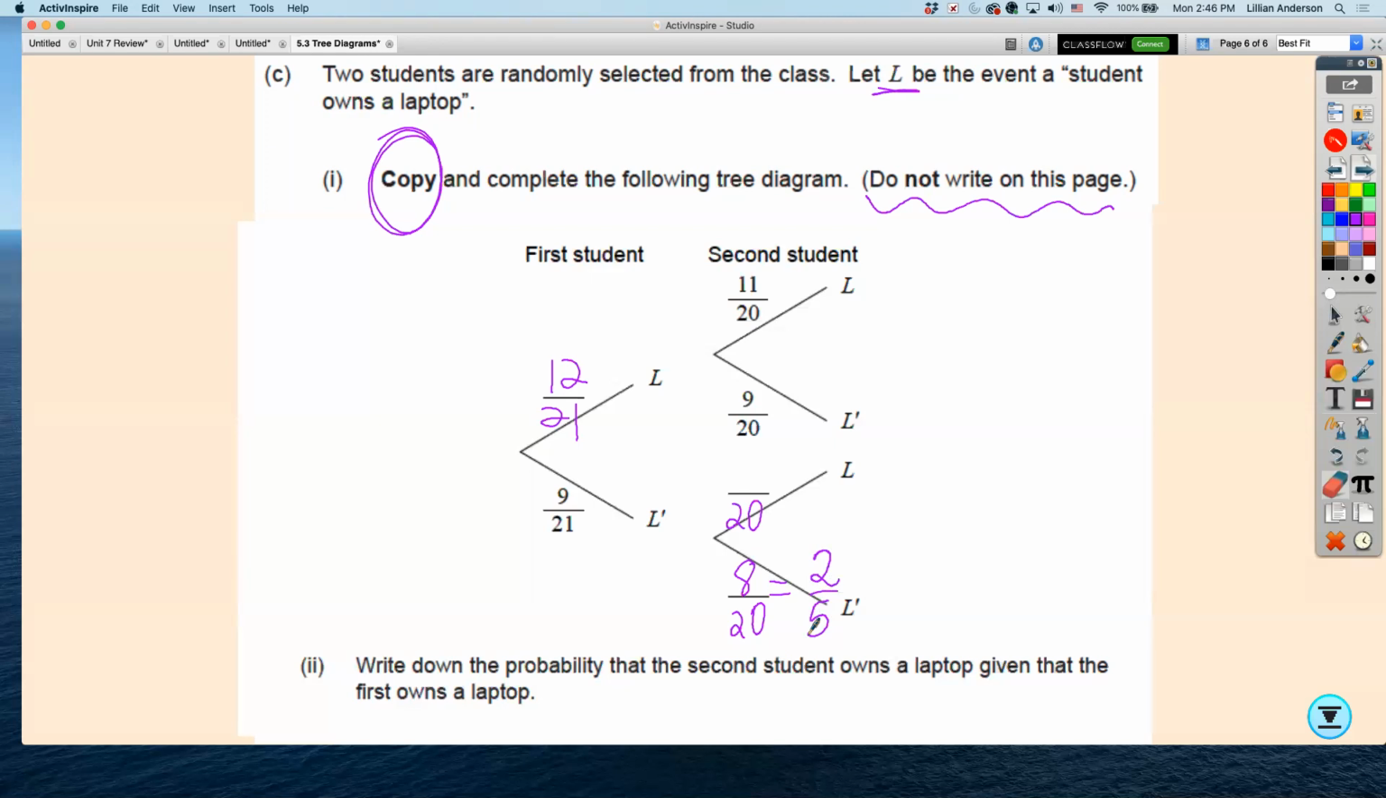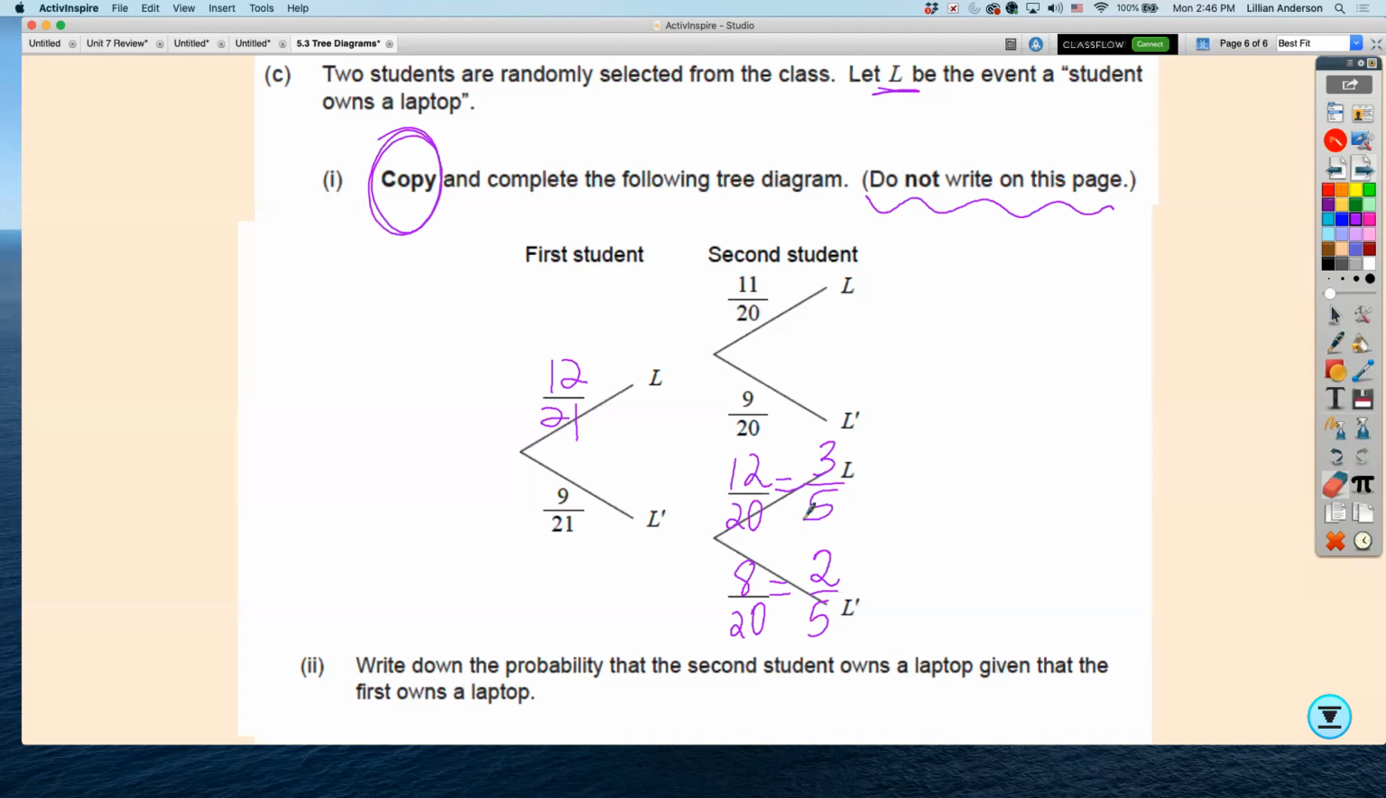So that means how many own a laptop could be picked for the second time? 12. And that reduces down to be 3 out of 5. Very good. Of course, I will copy this over because copy is key. Now, this is write down the probability that the second student owns a laptop, given that the first student owns a laptop.